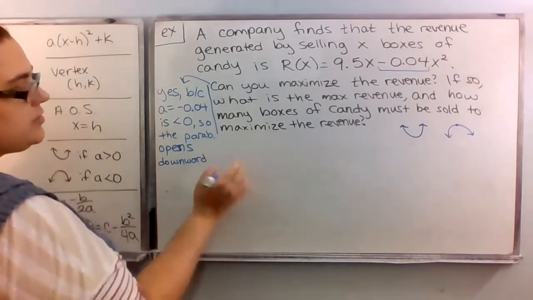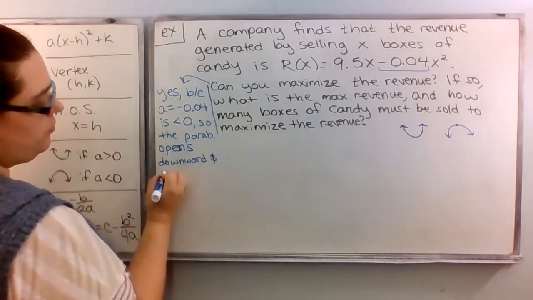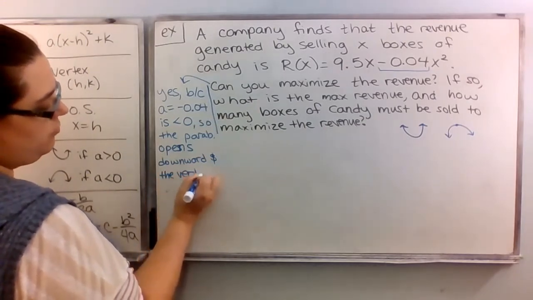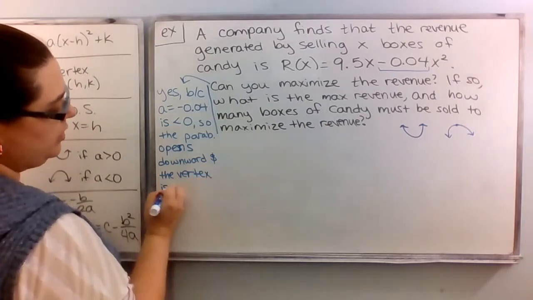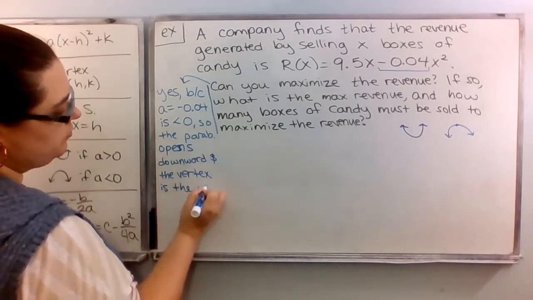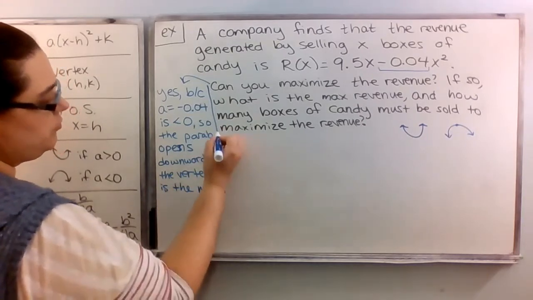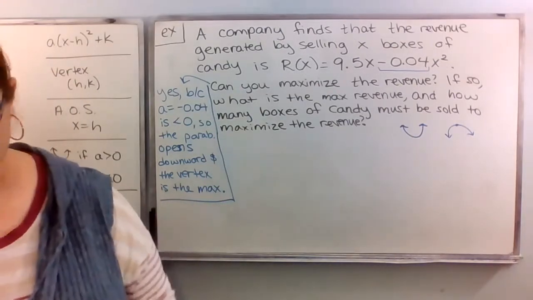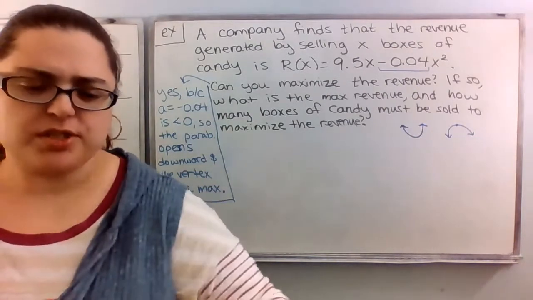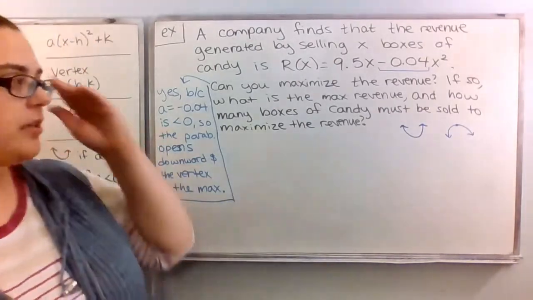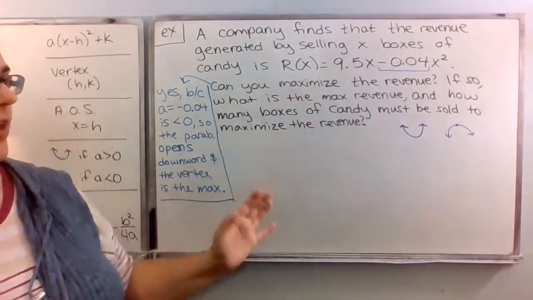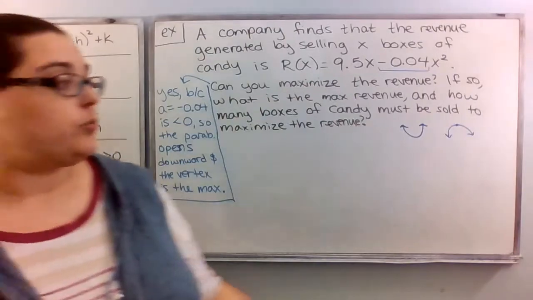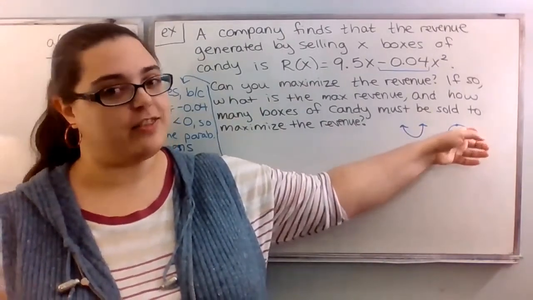And the vertex is the maximum. All right, so the first part of this question is done. We can maximize this function because it's opening downwards, and we know that the maximum will be achieved at the vertex.